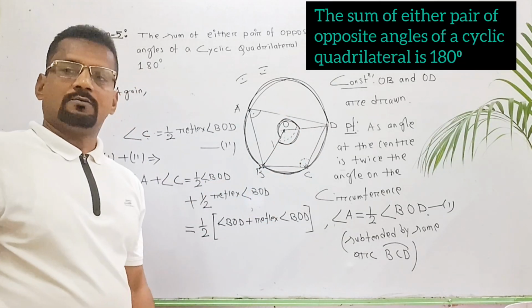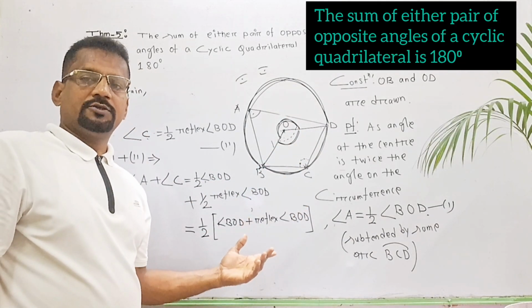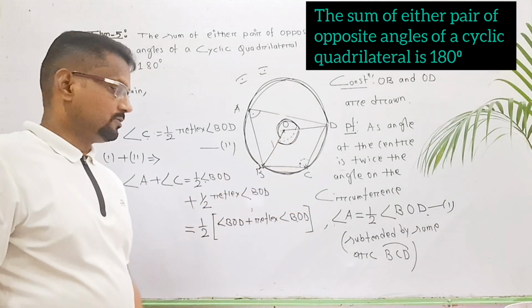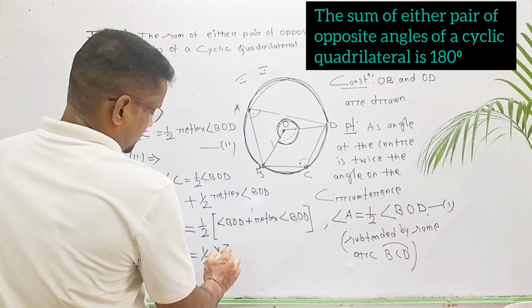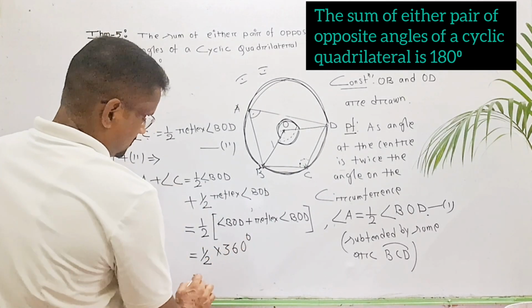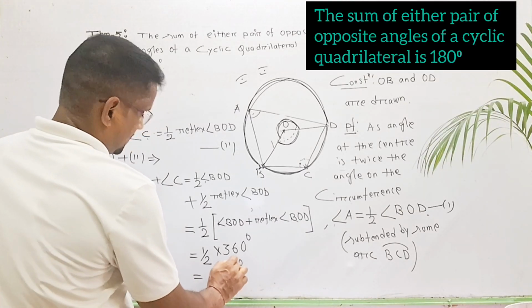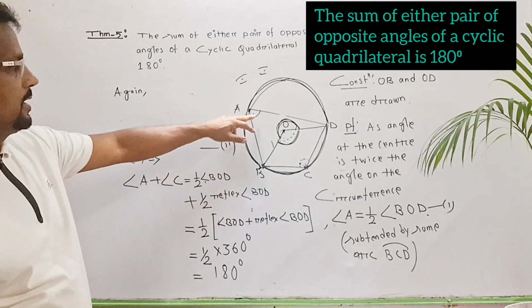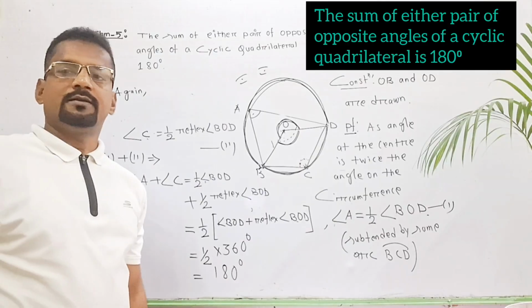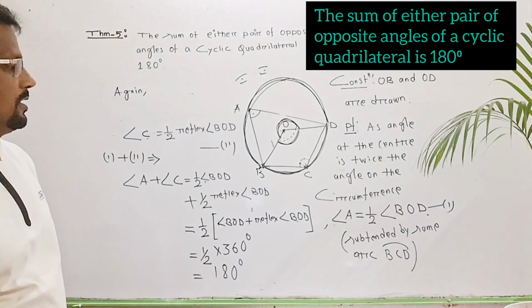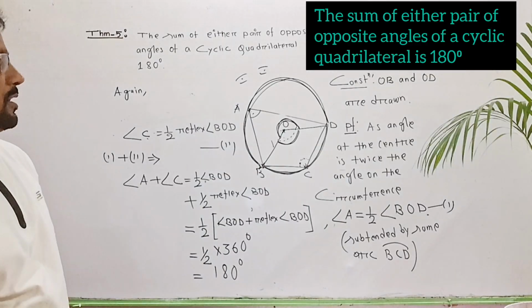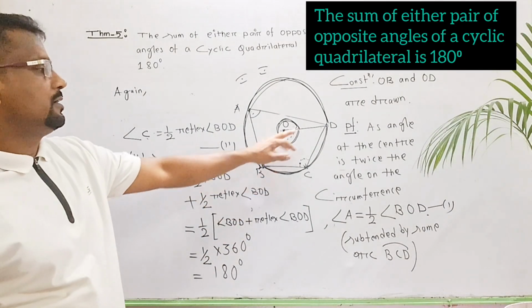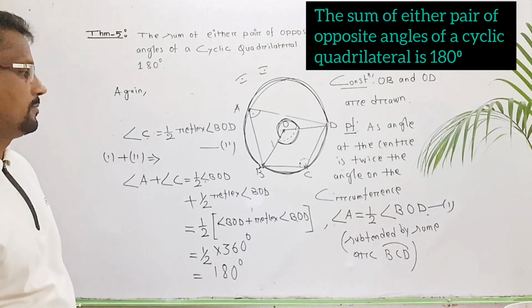Now you see here, angle BOD and reflex angle BOD together make the total angle at a point, that's your whole angle, which is 360 degrees. So that's equal to half of 360 degrees, which is equal to 180 degrees. So you prove it, then angle A plus angle C is 180 degrees. Similarly we can show angle B plus angle D will be 180 degrees. I mean to say B and D are also supplementary.